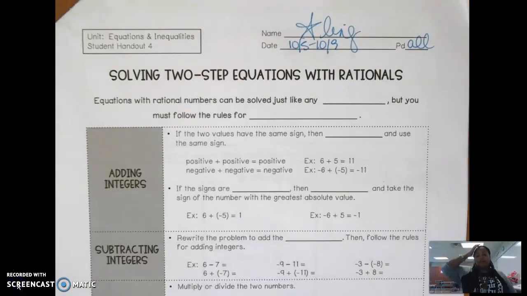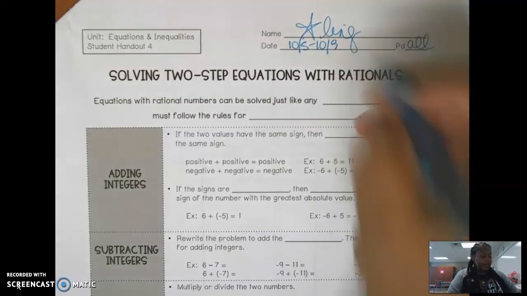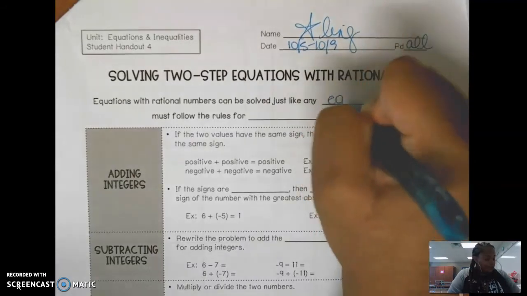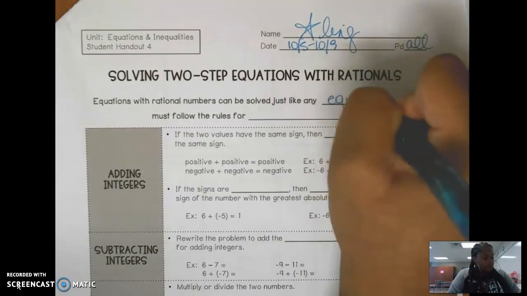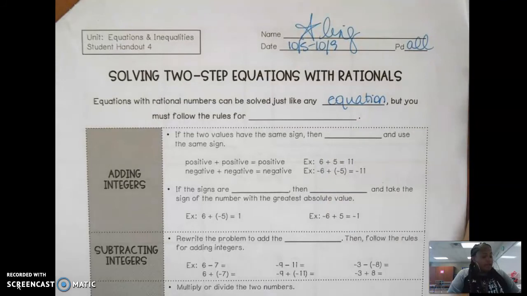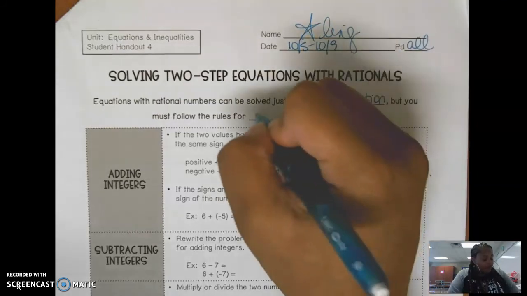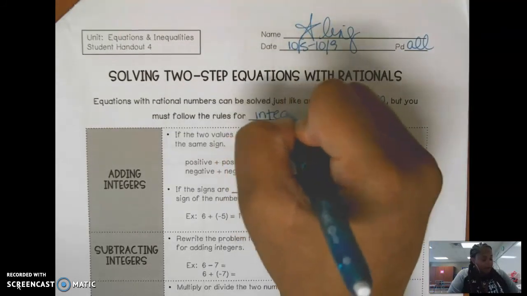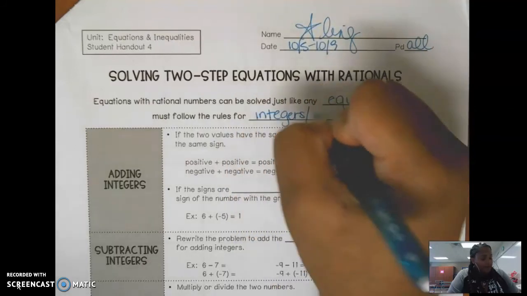Okay, on to the next page. So on that previous page, we had just integer numbers. Now we have rationals. So we're solving two-step equations with rationals. Equations with rational numbers can be solved just like any equation. You must follow the rules for integers and rationals.